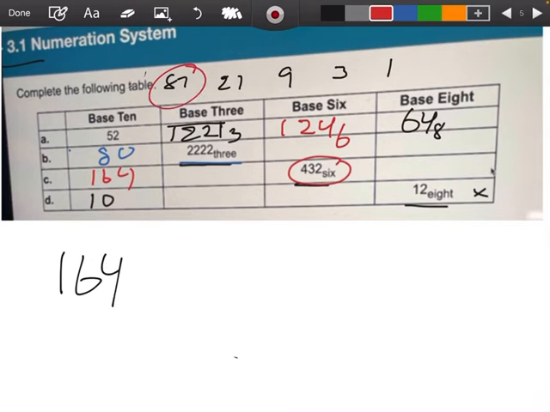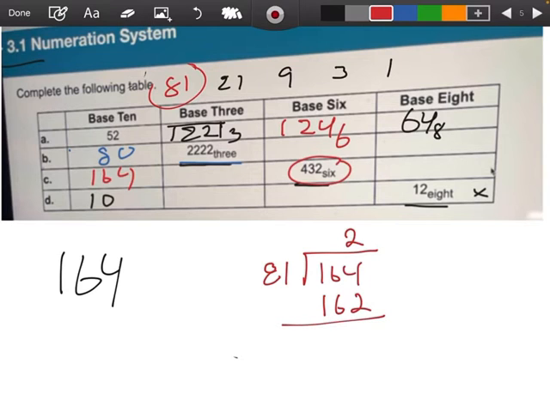Okay, so look, I'm going to take 81, and I'm going to divide it into 164. That's going to go in 2 times, because that's going to give me 162. Okay, and when I subtract, I'm left with a remainder of 2. Okay. So I want you to think about, these are kind of like my place values here, right? So the number here is going to be a 2, okay?